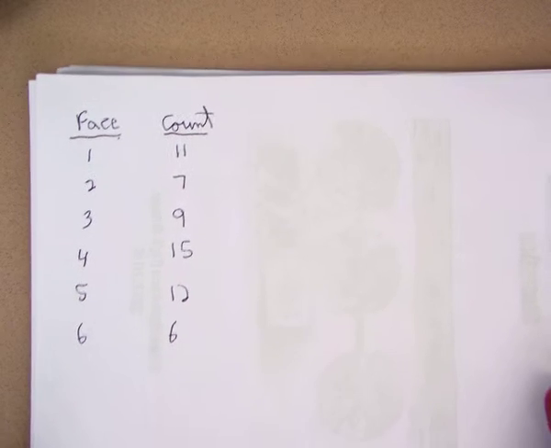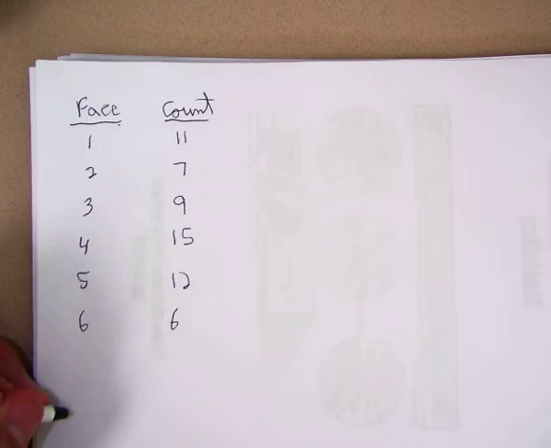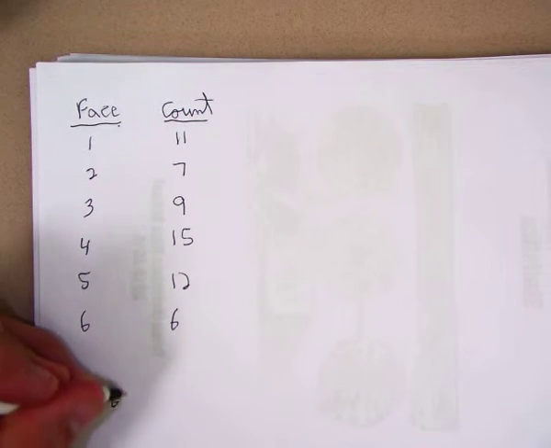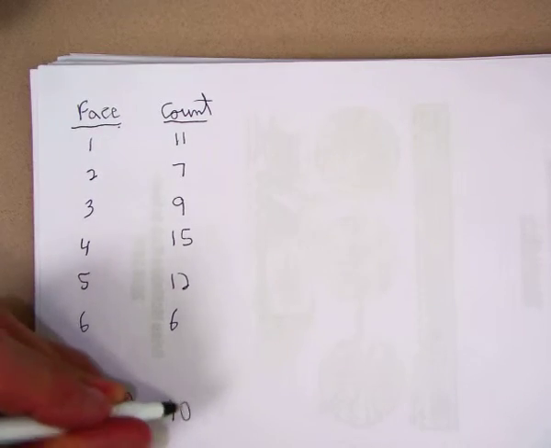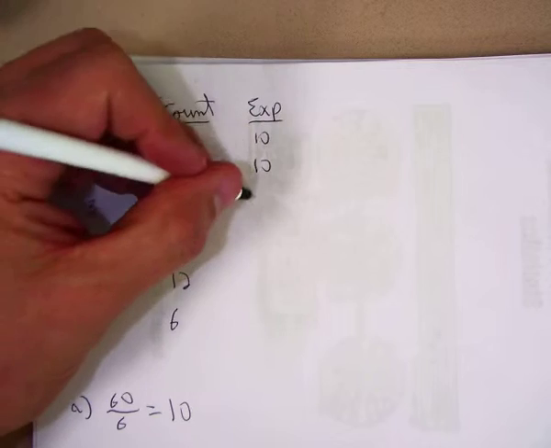Well, if I roll a dice 60 times and there are 6 faces, I would expect them all to come up equally. So what I would expect to happen is each face to come up 10 times. So my expected would be 10 for each face.